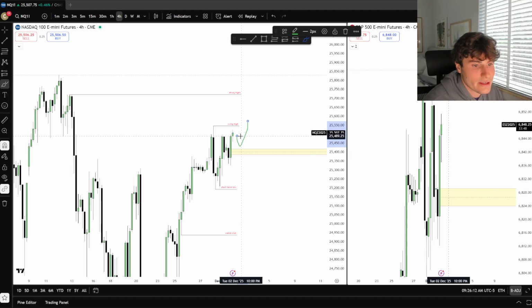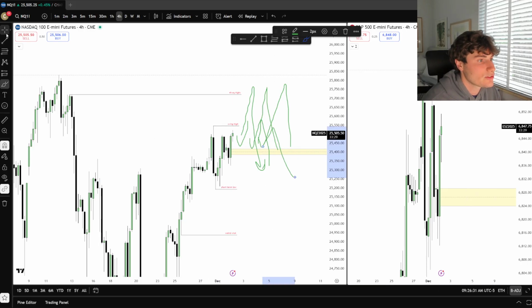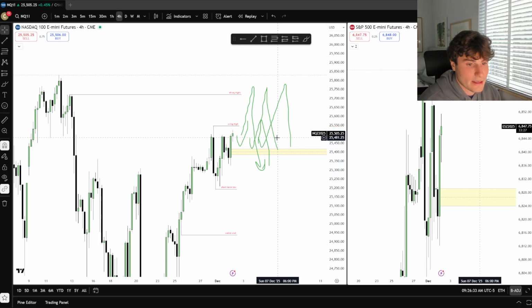Third scenario is we trade up to these 4-hour equal highs and then we dump off the face of the earth. And fourth scenario is we trade down to 50%, trade up to the swing high, dump, trade down to 50%, trade up to the equal high, dump, straight trade up to the equal high and then dump, trade up to the swing high and then dump. So we have a few scenarios here that could make sense.